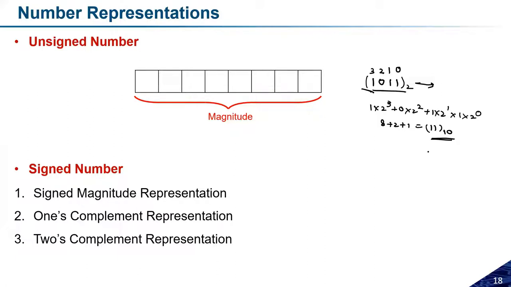But this is not the case if I am considering the signed number system. In the signed number system, some of the bits are reserved to indicate whether the number is positive or negative. So let us see how we can represent the signed number system and which bit is reserved to indicate the sign, whether the number is negative or positive.